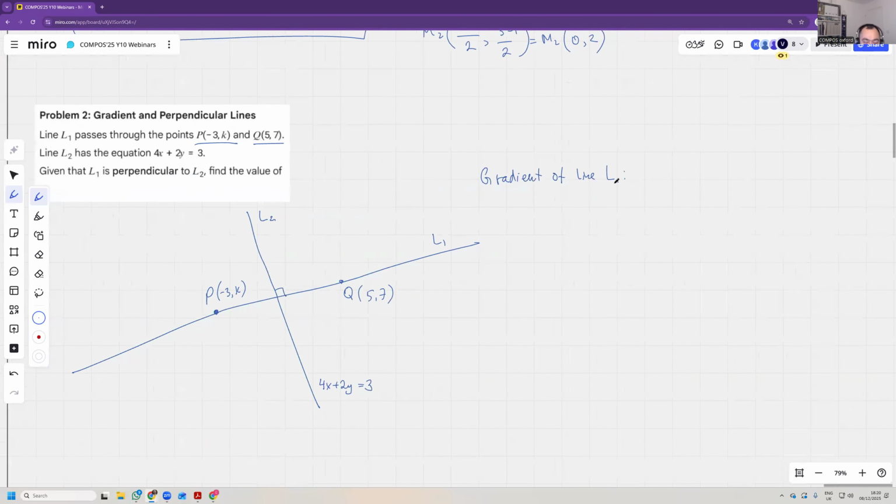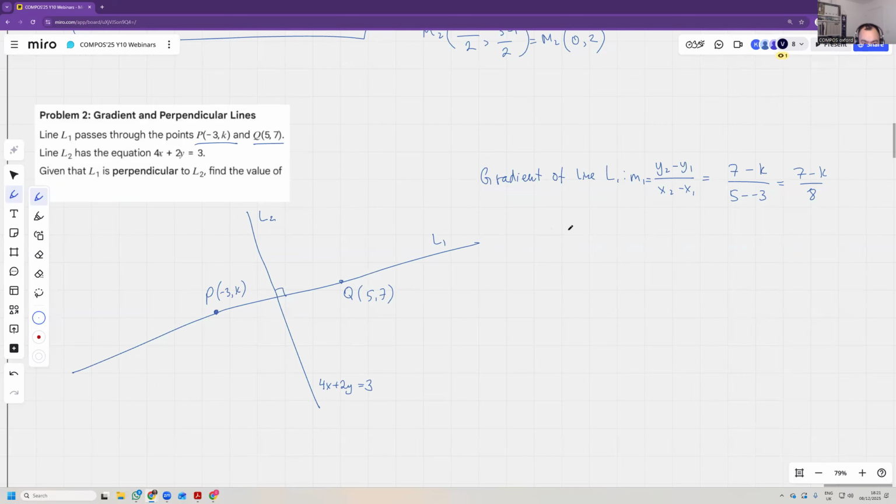And we use the formula (y2 minus y1) divided by (x2 minus x1). And so that's m1, and that is (7 minus k) divided by (5 minus -3). So that's (7 minus k) over 8. That's the gradient of line L1.